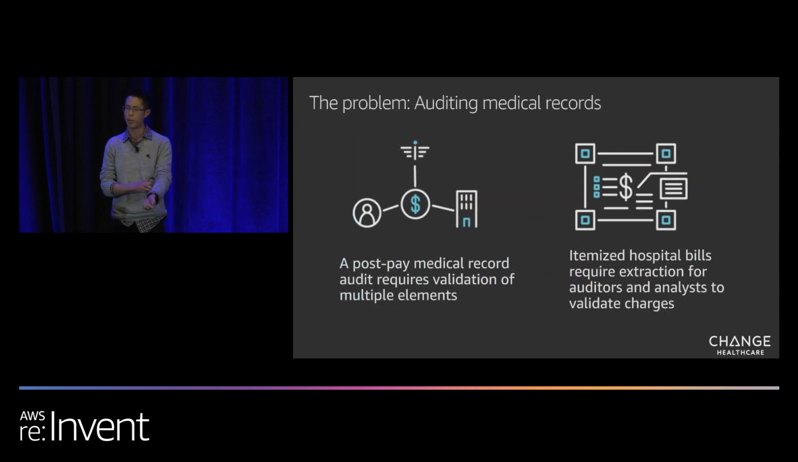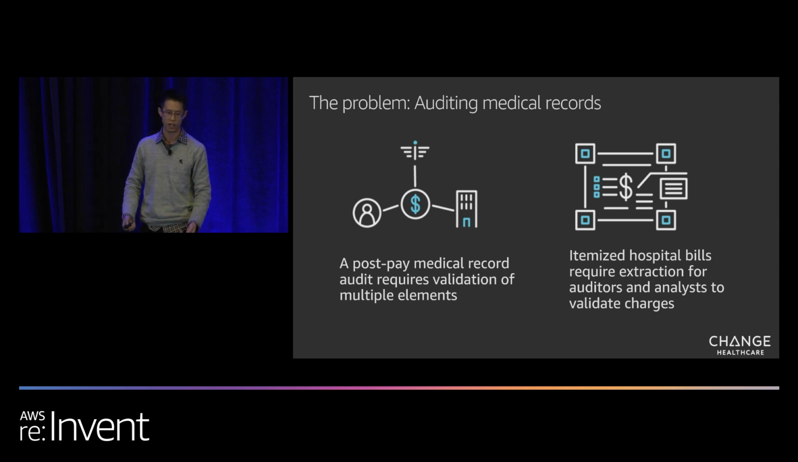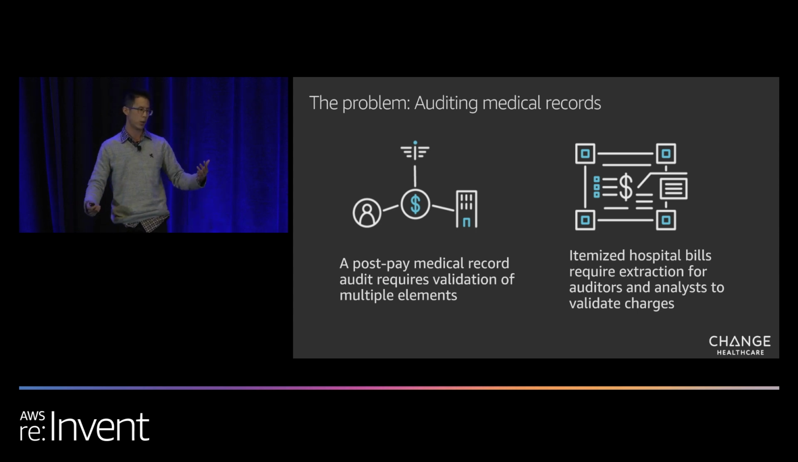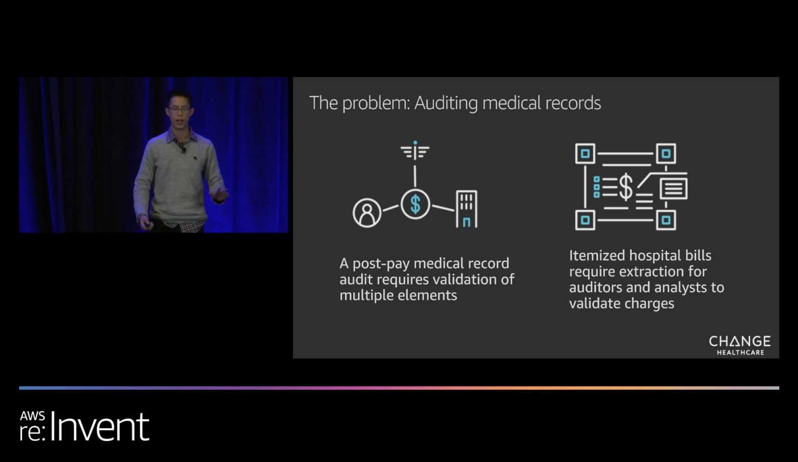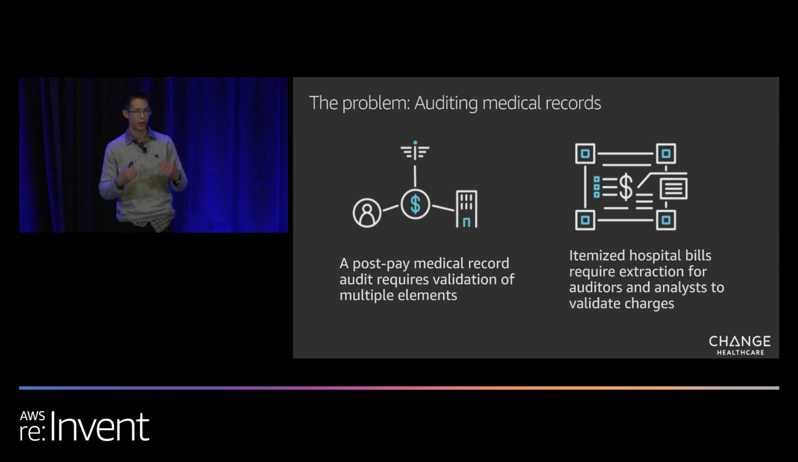So I'm going to dive into a problem that we face, which is related to auditing medical records. When medical records get submitted, payers are interested in auditing to look for fraud, waste, and abuse. But an audit requires validation of multiple elements. It's validation of the diagnosis codes that are there, the procedure codes that are there. The one I'm going to look at specifically are the itemized hospital bills, which need to be extracted from the medical record so auditors can actually go through and validate line by line that services were actually rendered.